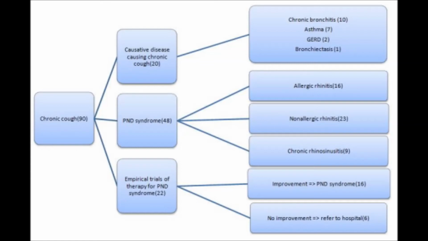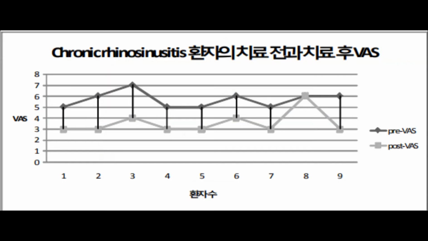Treatment for PND syndrome was performed first, but 6 patients did not improve in symptoms. 2 patients were diagnosed with bronchial asthma, and 4 patients were diagnosed with gastroesophageal reflux disease. The treatment response of patients was evaluated by comparing VAS before and after treatment.